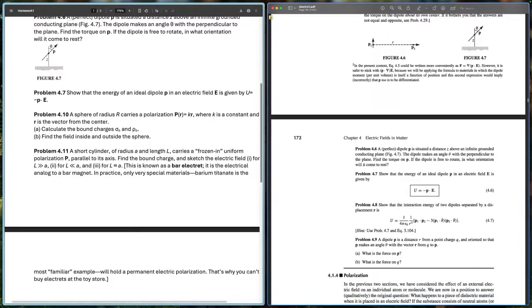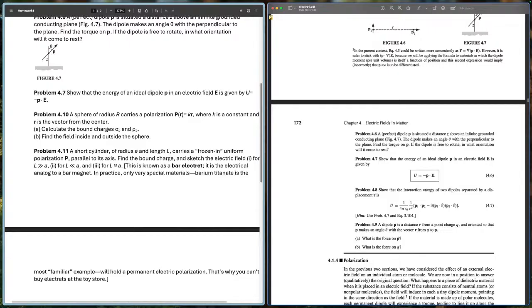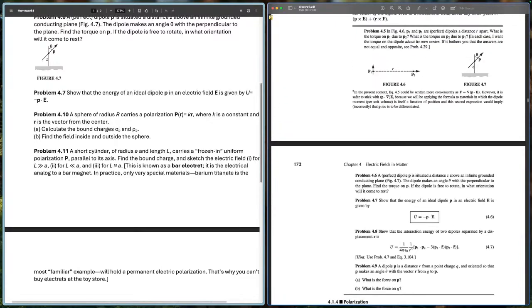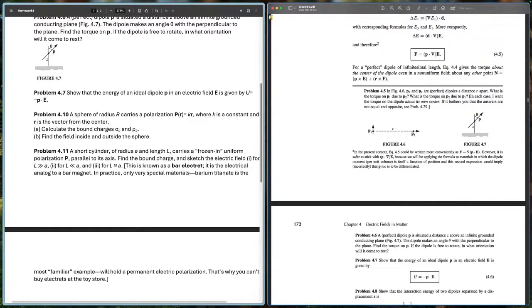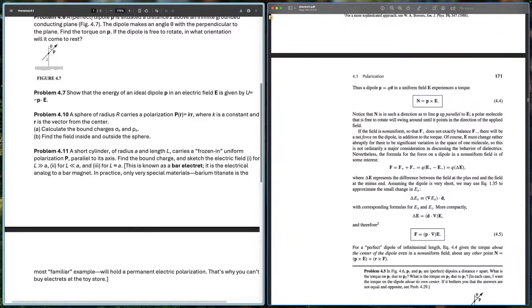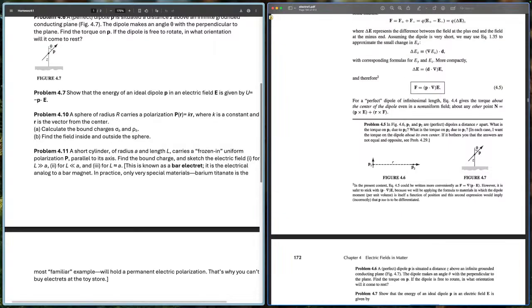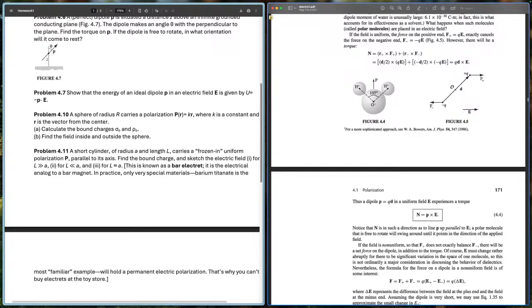Okay, and then 4.7 wants us to calculate the energy. Show that it's the dot product between the dipole and the electric field with a minus sign. So it'll probably be a similar mechanism as the calculation process for the force and for the torque. An ideal dipole, yes, so we can always use the classic setup that's in figure 4.5.